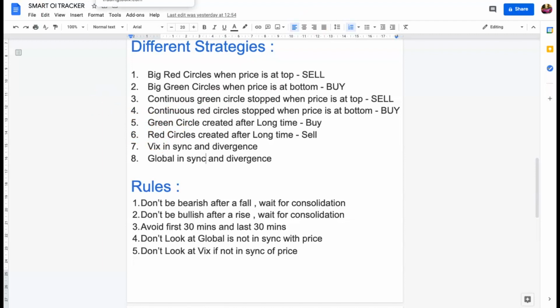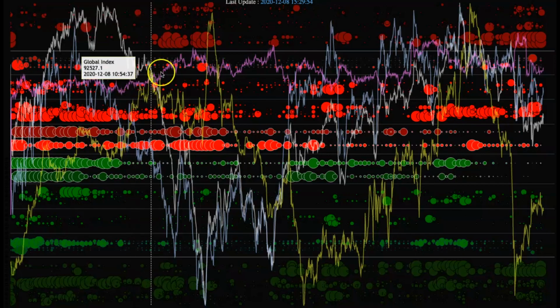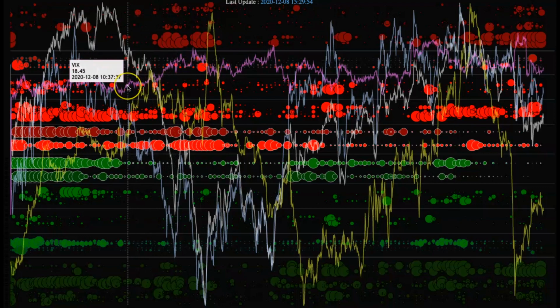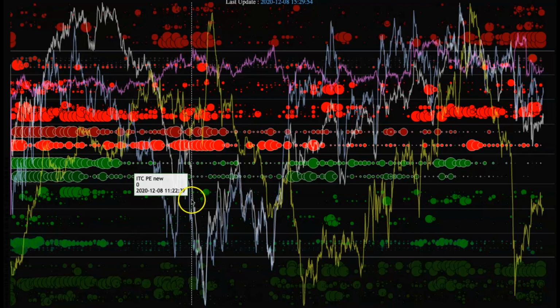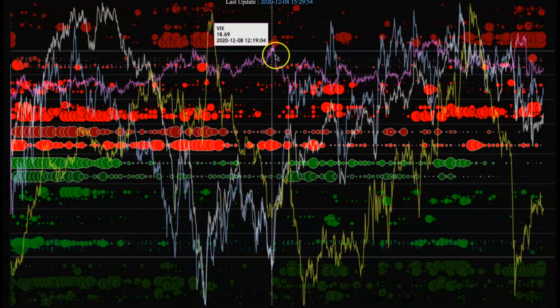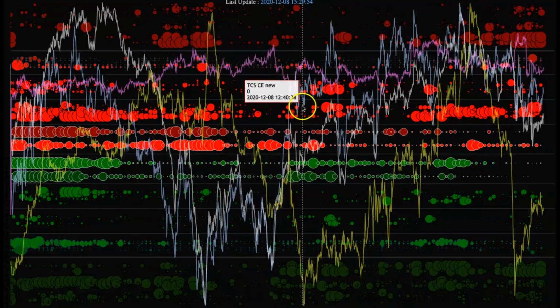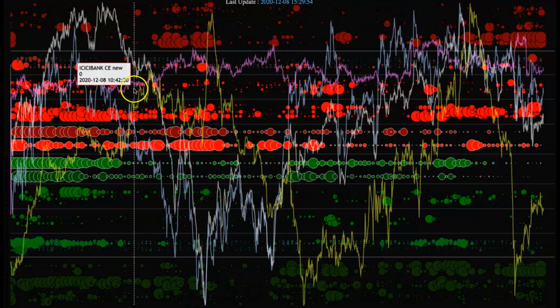So the next strategy is based on India VIX. This purple color line is the India VIX. Most of the time what happens, when the India VIX is going up, our market will be falling down, and when the India VIX is coming down, our market will be going up. So you can see the live example here.